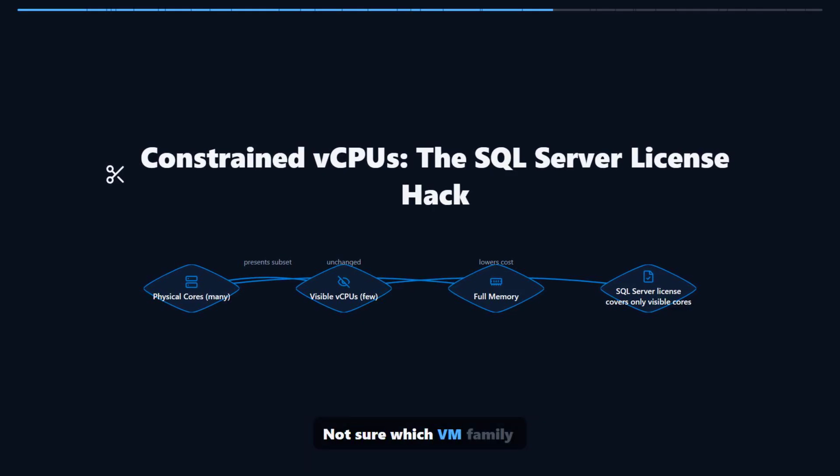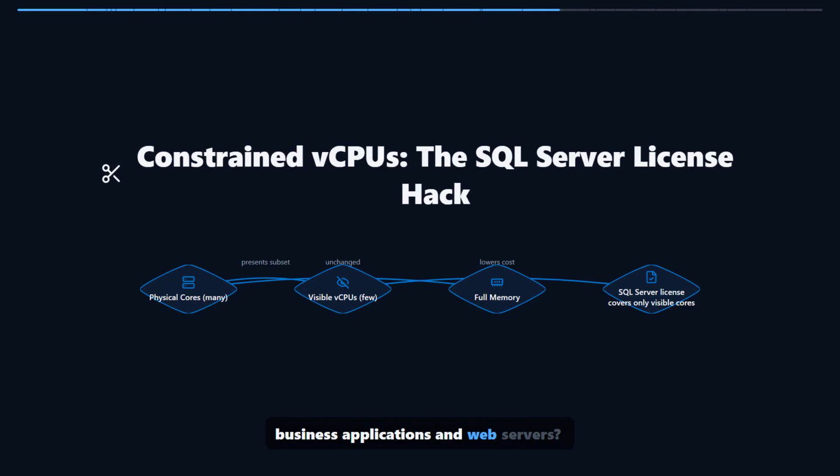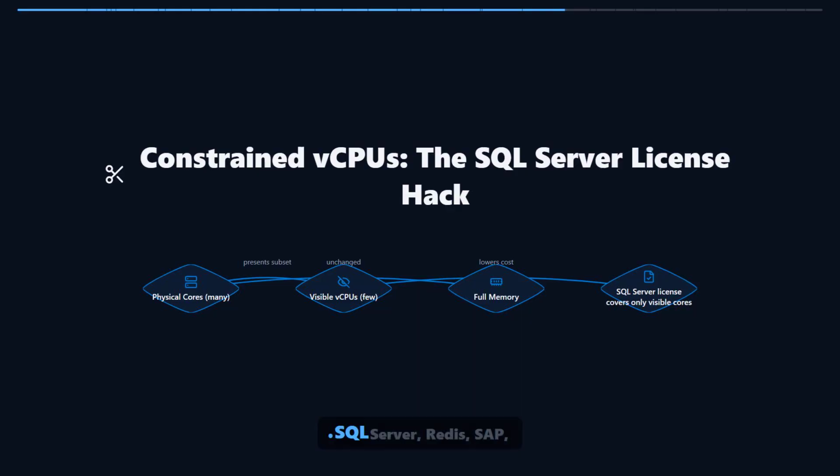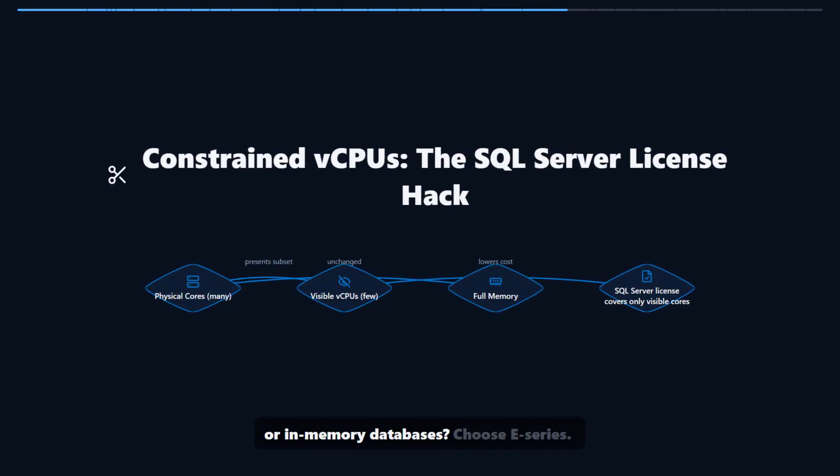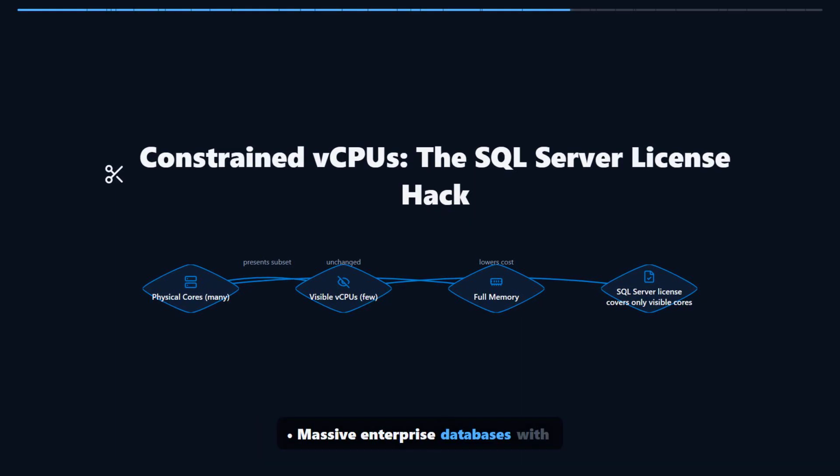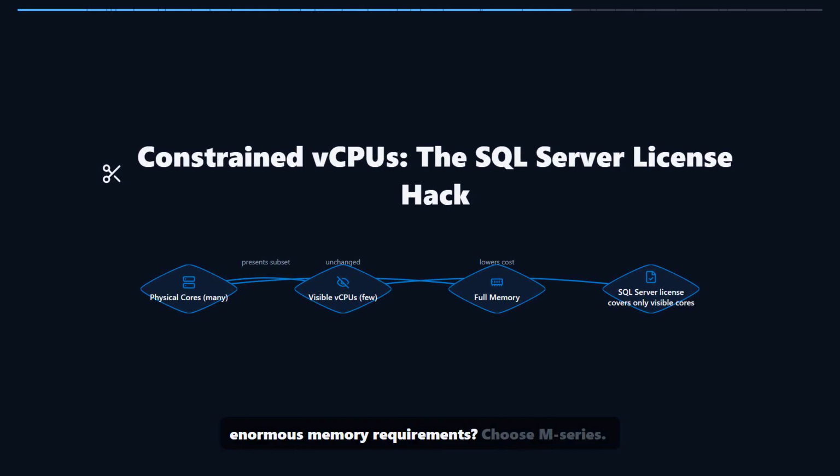Not sure which VM family to choose? Start here. Bursty workloads with occasional CPU spikes? Choose B series. General business applications and web servers? Choose D series. CPU-intensive analytics or batch processing? Choose F series. SQL Server, Redis, SAP, or in-memory databases? Choose E series.